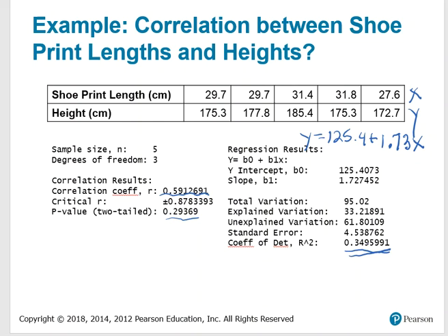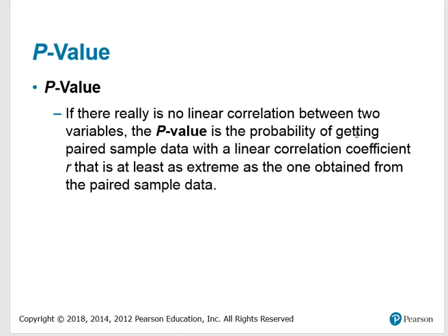Now back to the r squared, what this is saying is if I turn this into a percentage and move it over 2 decimal places, approximately 35% of the response variable, or the height in this case, is explained by our shoe print length. So our shoe size has about 35% to do with our height. So there's obviously 65% other variables that have to do with our height.